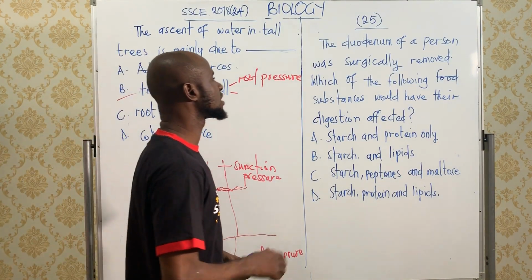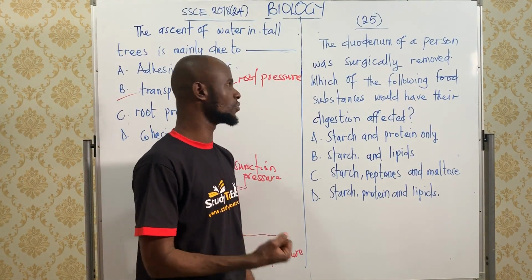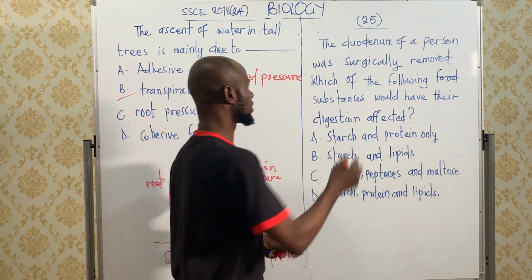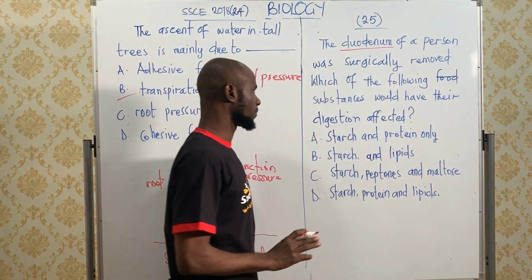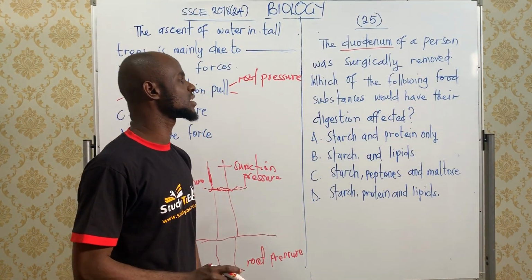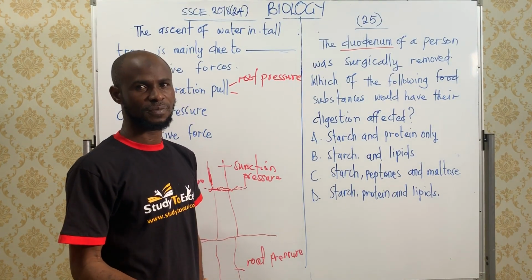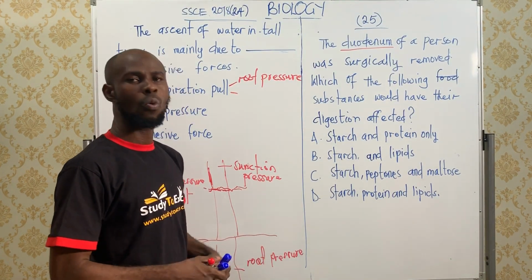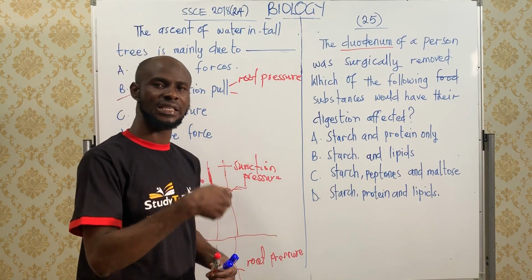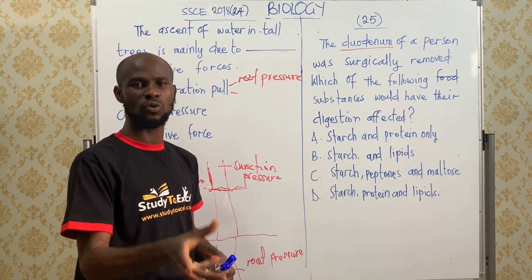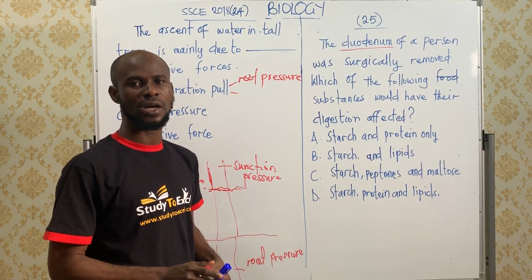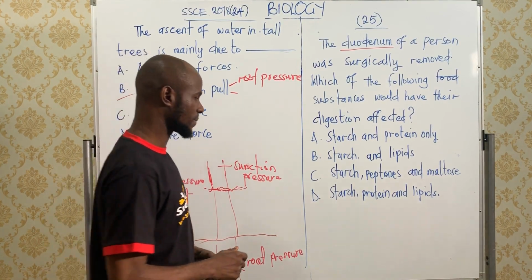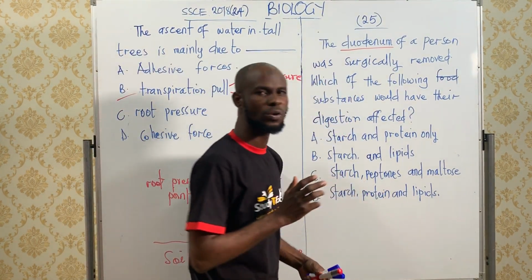And the last question here is: the duodenum of a person was surgically removed. That tells you that we need to know the function of the duodenum. Which of the following food substances will have their digestion affected? What are the classes of food that get to the duodenum, and where is the duodenum located? The duodenum is the first part of the small intestine. Let me give you a little clue about the duodenum.